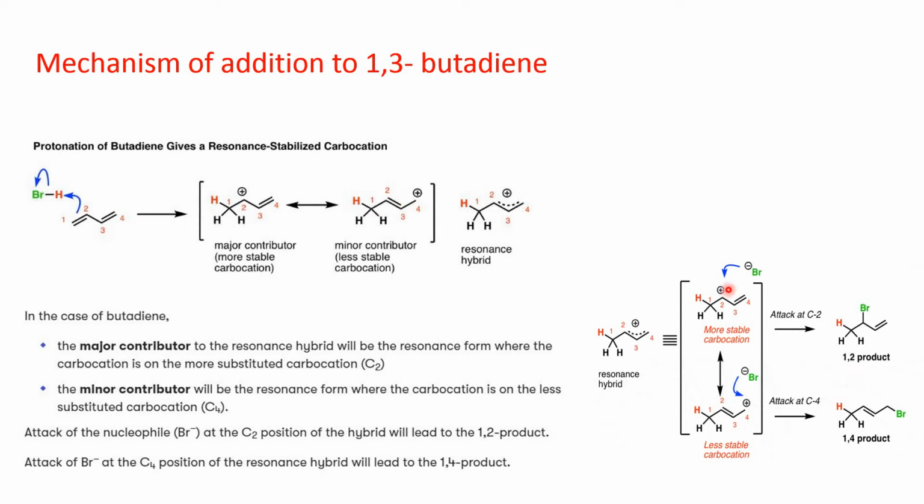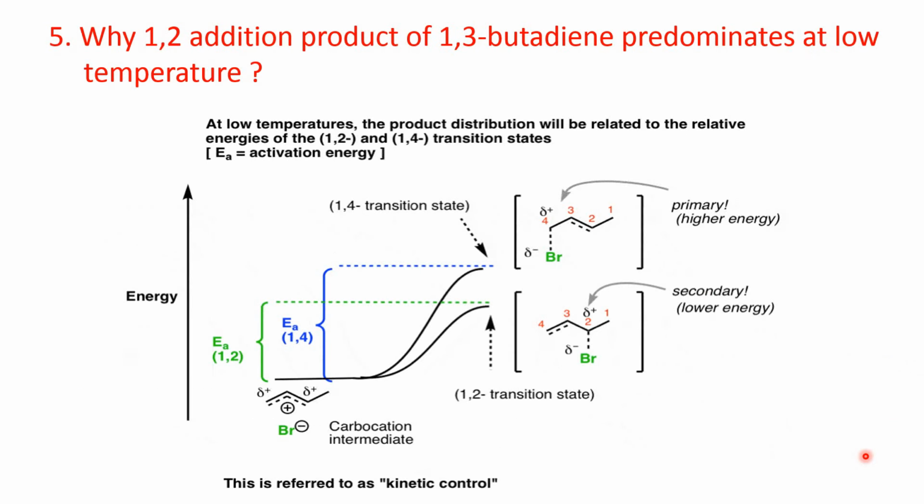And so here is the mechanism. So this carbocation is formed. This is the resonance hybrid structure. These are the 2 resonating structures, and when this bromide attacks this secondary carbocation, that means the positive charge at the second carbon atom, then you will get the 1,2 addition product. When the bromide attacks at the 4th carbon atom, we will get the 1,4 addition product.